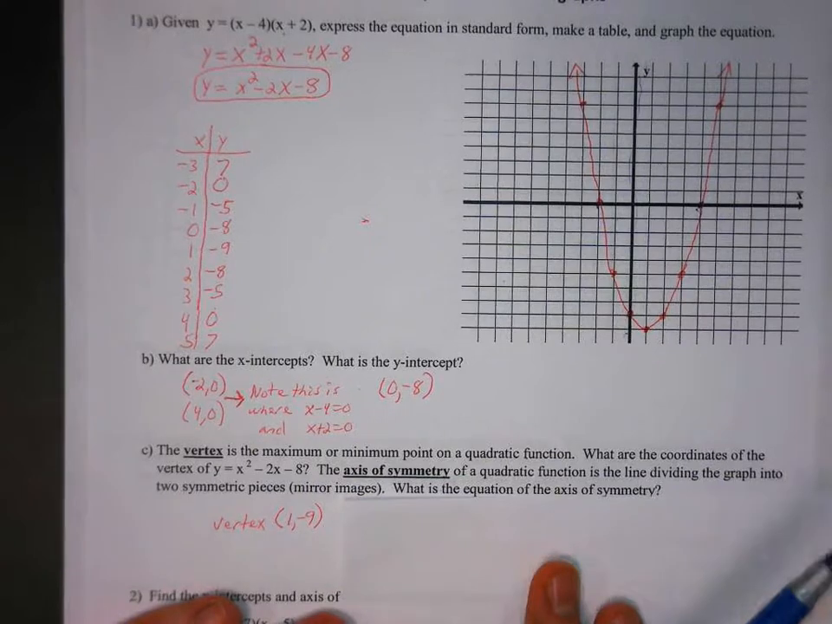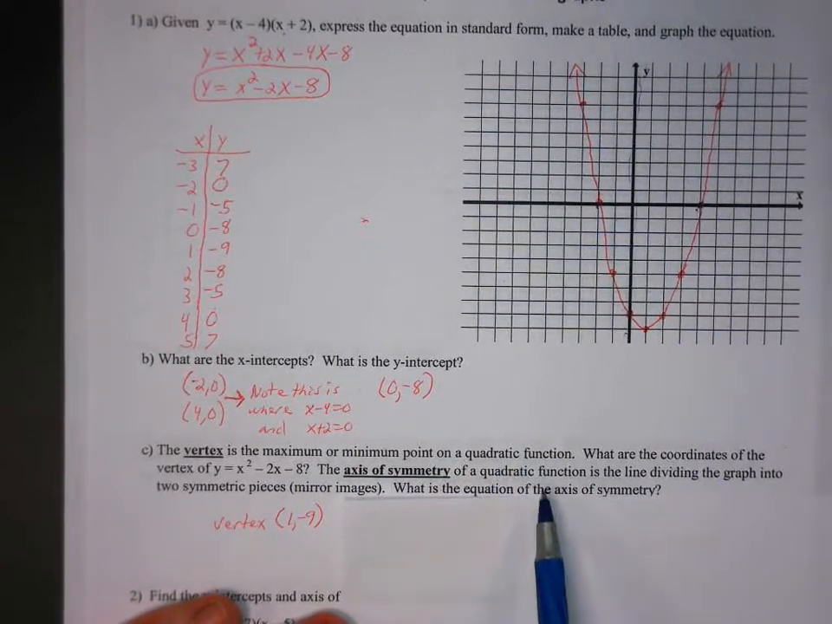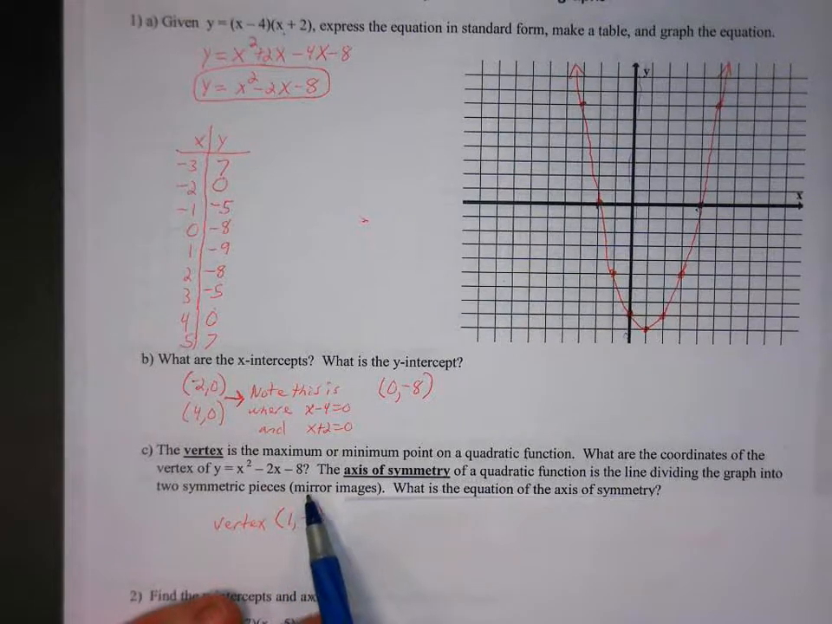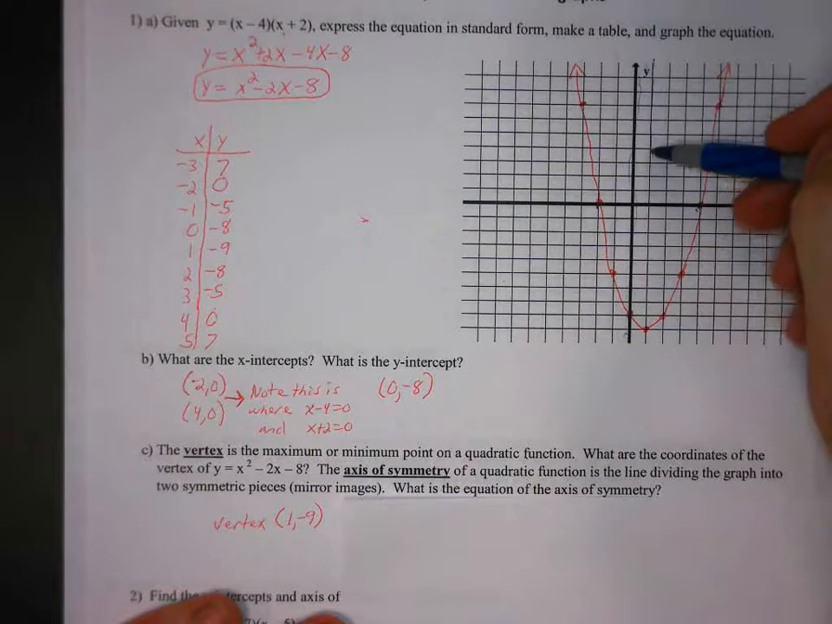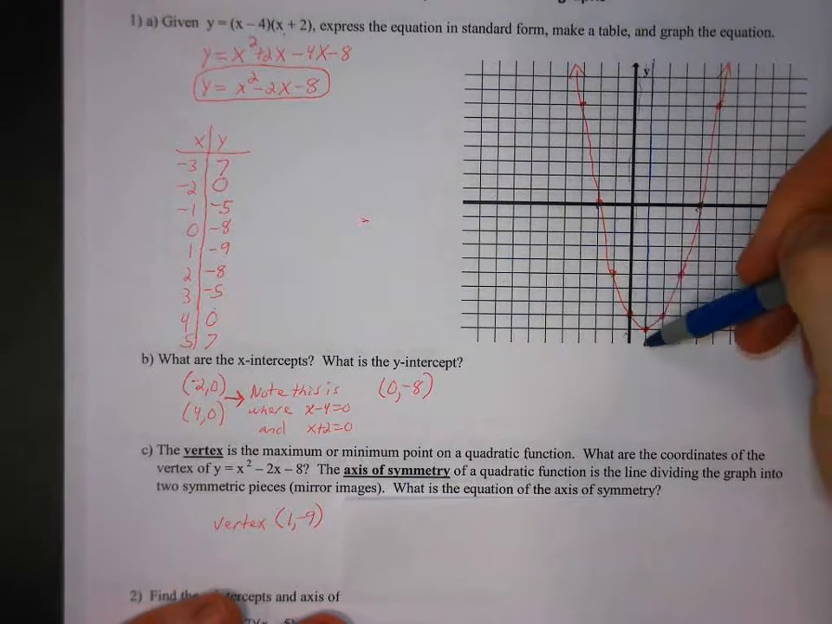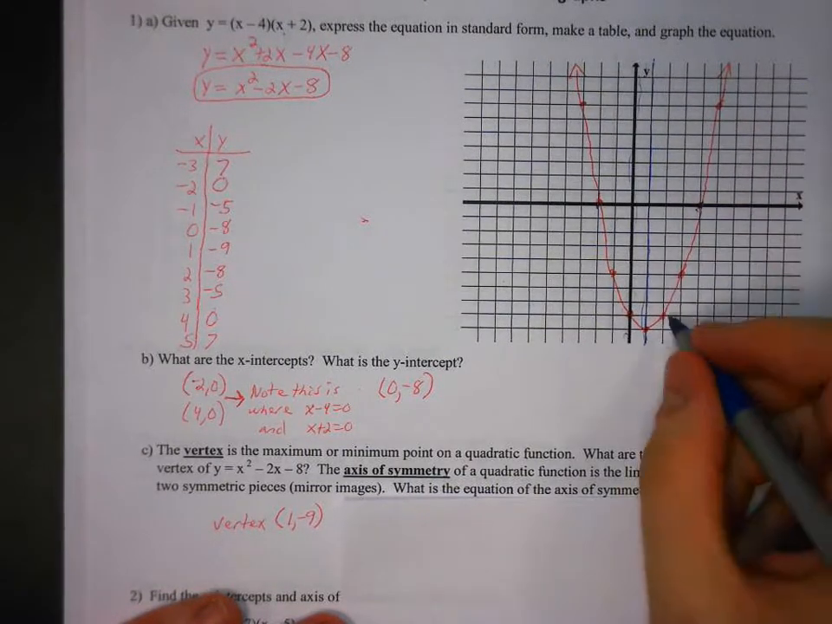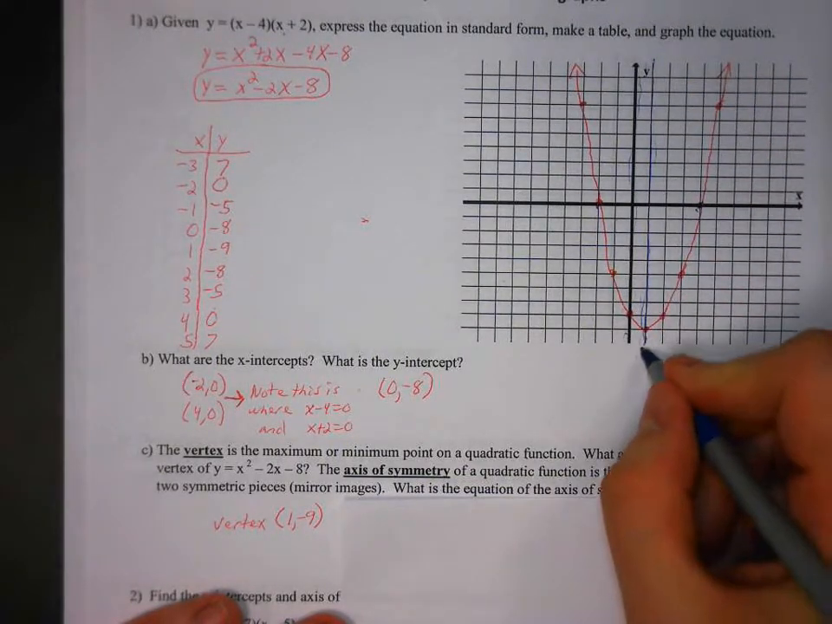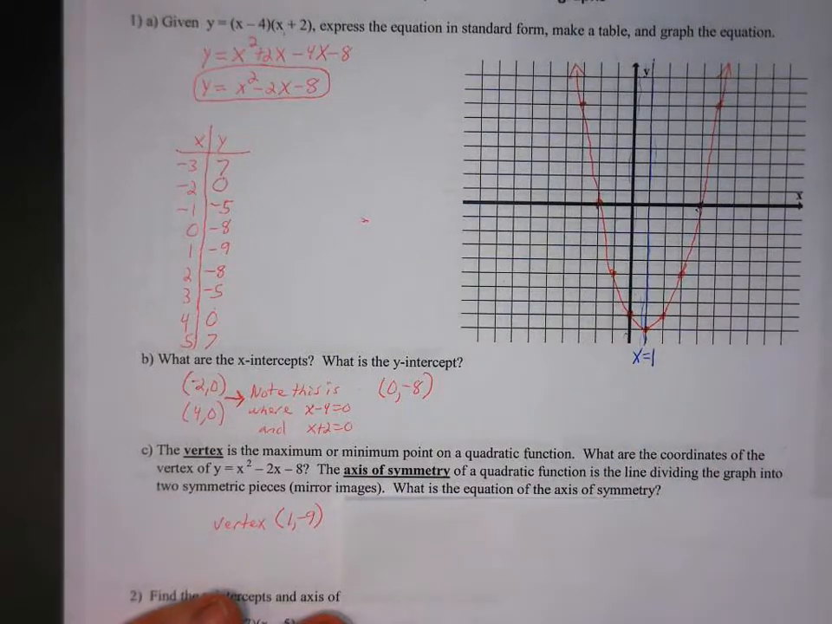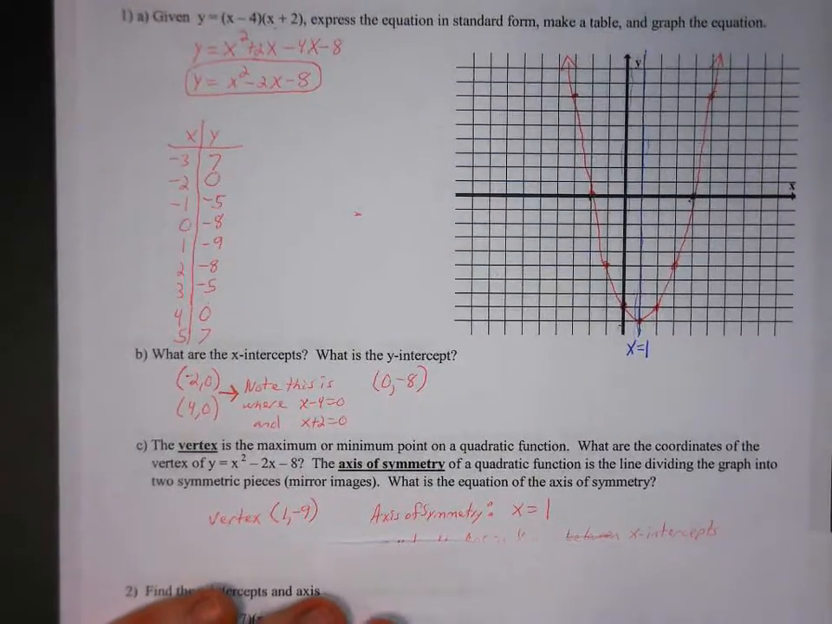Now the axis of symmetry of a quadratic function is the line dividing the graph into two symmetric, or mirror, images. Basically, the line that cuts the U shape in half. That's one way to look at it for a parabola. If we draw a line straight down the center here, notice that the x value is always 1 on this line, so x equals 1 will be the axis of symmetry.